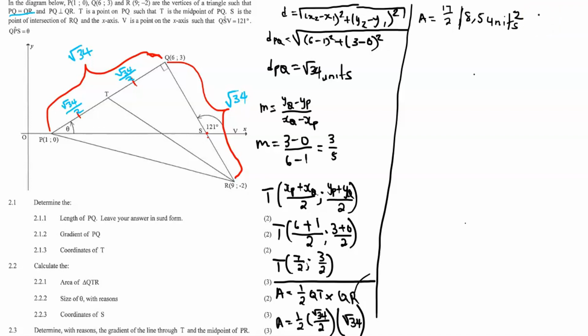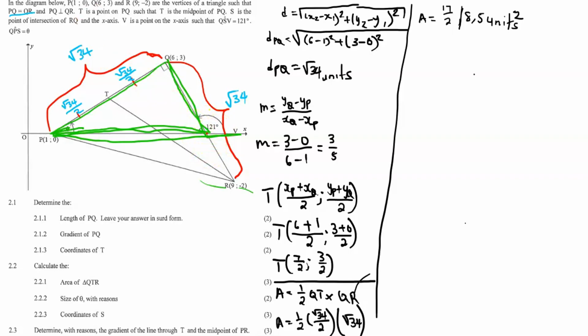We want now the size of theta, and they say with reasons. So we can see that theta is that angle there. Now if that is what theta is, let's look at this triangle, which is PQS. Now when we look at that triangle there, we can see that we've got an exterior angle of a triangle, and that exterior angle of a triangle is equal to 121.